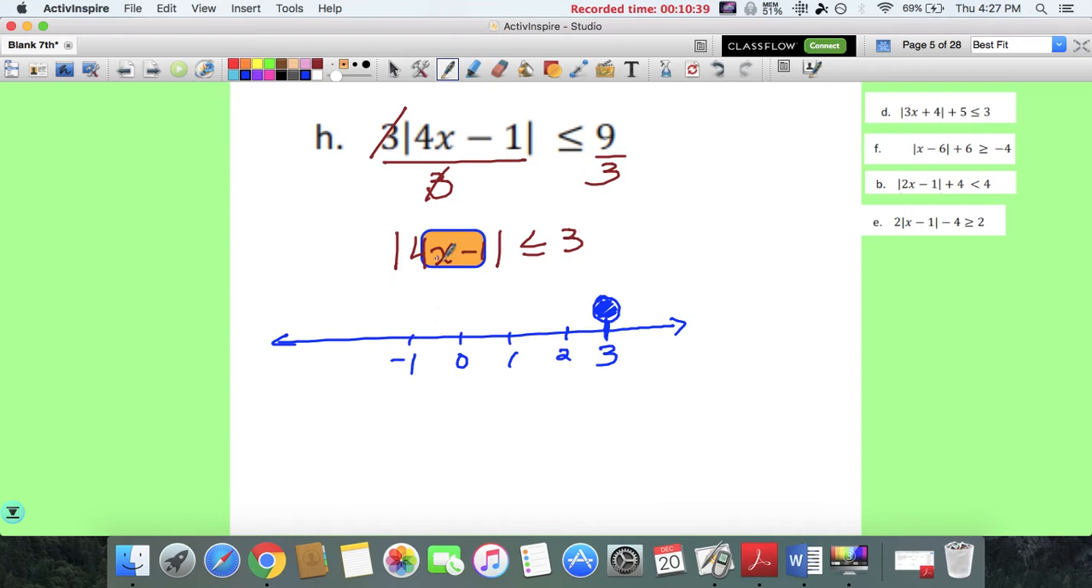0.9 negative. If I take the absolute value of that, would that be less than 3? Yes, it will. Absolute value of negative 2, would that be less than 3? Yes, it will. Absolute value of negative 3, will that be less than or equal to 3? Yes, it will. Now, what if you take the absolute value of negative 3.1? So think about that for a second. Take the absolute value of negative 3.1. That would be 3.1. And is 3.1 less or equal to 3?